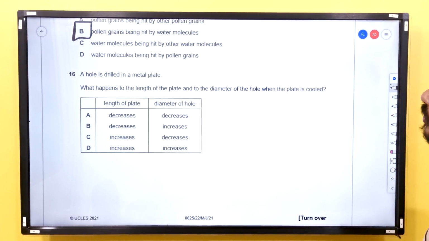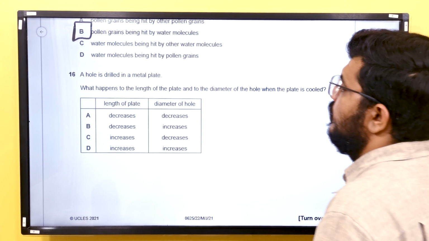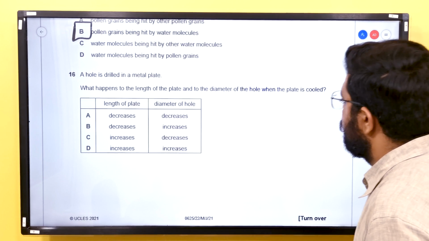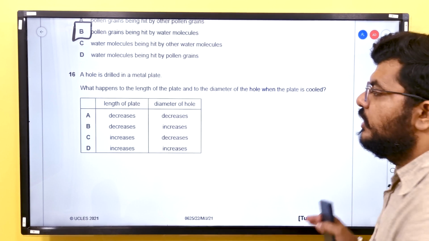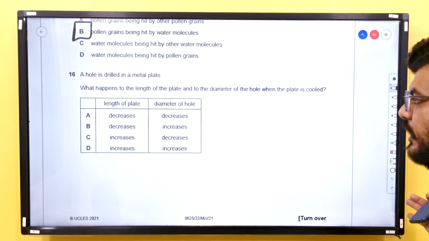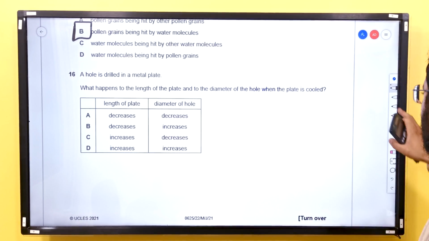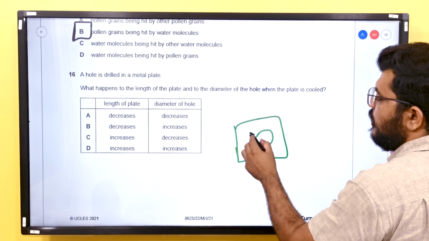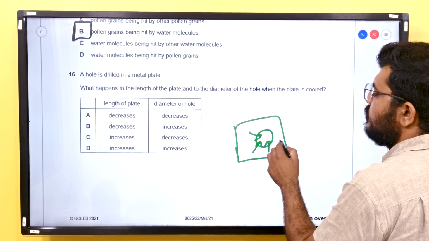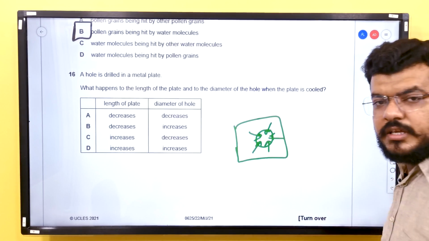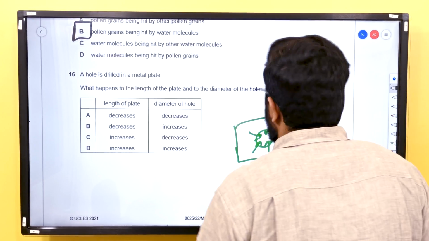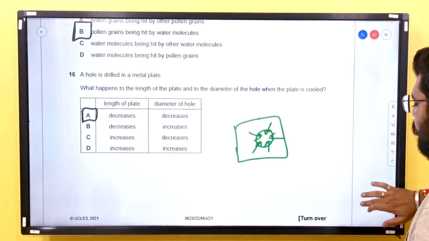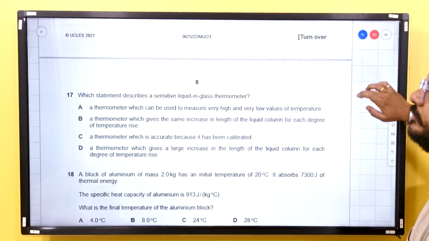Question 16. A hole is drilled in a metal plate. What happens to the length of the plate and to the diameter of the hole when the plate is cooled? Now when the plate is cooled, the length of the plate will obviously decrease, right? Because of contraction. And what happens to the diameter? Let's say this is our plate. The plate contracts from all sides, right? Which will decrease the diameter also. So our correct answer is option A. Length of the plate decreases and diameter of the hole also decreases.